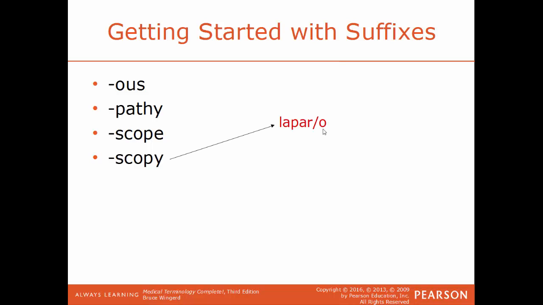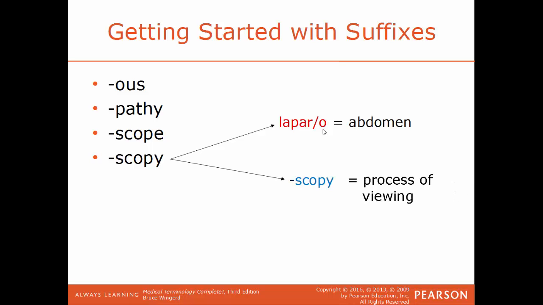Alright, for example, if you were to add the suffix scopy to the root word lapar, lapar means the abdomen, and scopy means the process of viewing. So add those together and you get laparoscopy, which is the process of viewing the abdomen. Root word lapar, then adding the combining vowel o, you get laparo, and then scopy, laparoscopy.